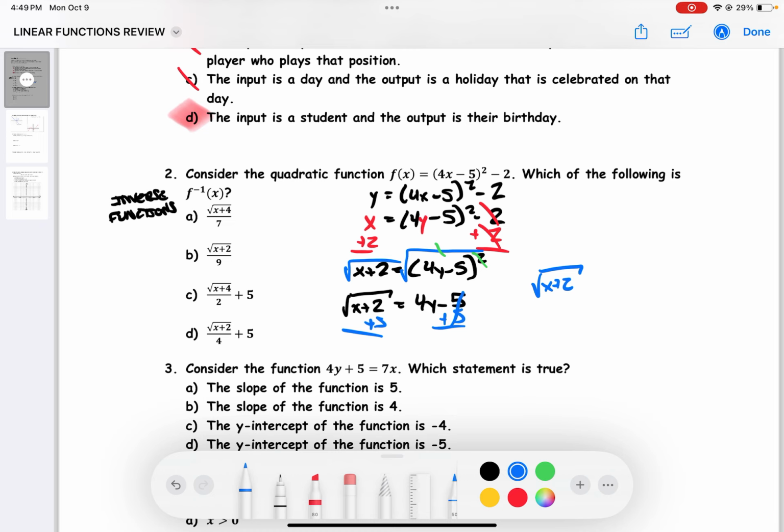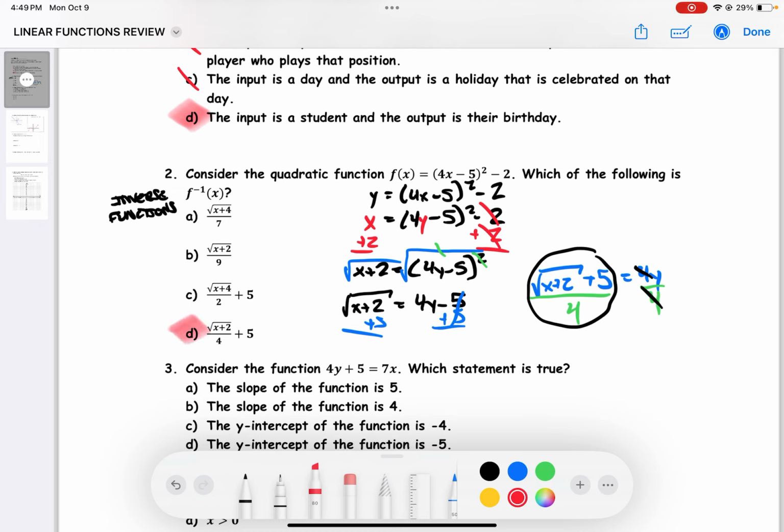Remember that plus 5 does not go inside the square root. It is not invited to the party. It has to stay on the outside. Equals 4y. And then I just have to divide by 4 to cancel out that last variable. And this is what we're going to get as our answer. The square root of x plus 2 plus 5 divided by 4.